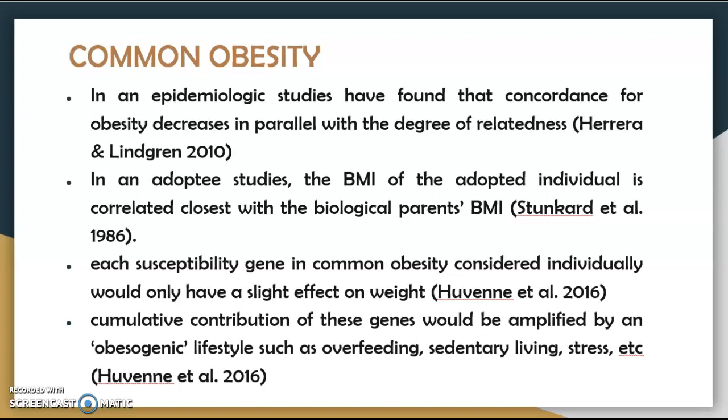In epidemiologic studies of common obesity, it was found that concordance for obesity decreases in parallel with degree of relatedness. In adoptee studies, the BMI of the adopted individual is correlated most closely with the biological parent's BMI, further highlighting the role of genetic factors. However, each susceptibility gene in common obesity considered individually would only have a slight effect on weight. The cumulative contribution of these genes would be amplified by an obesogenic lifestyle.